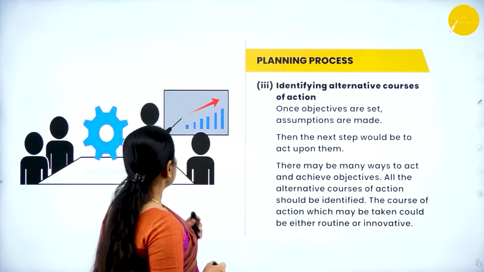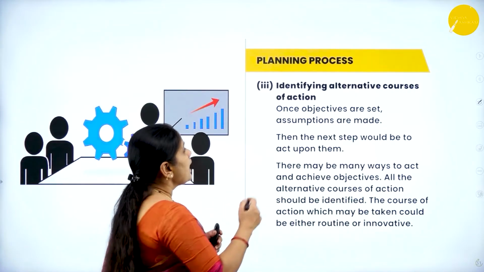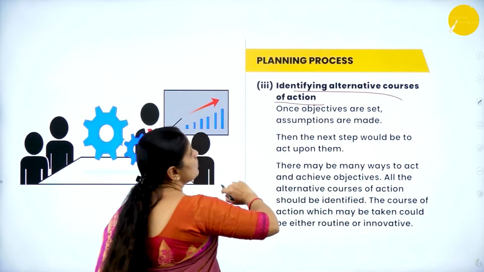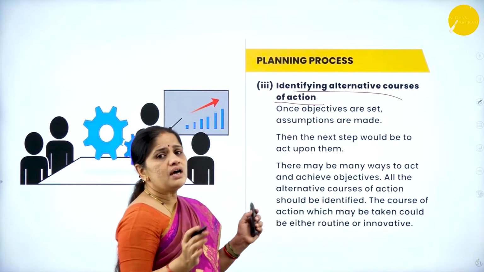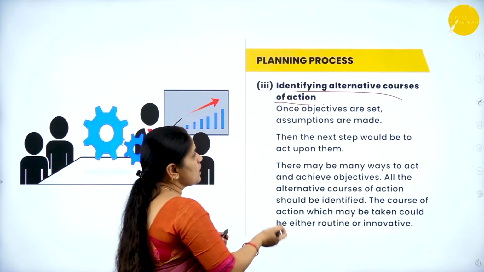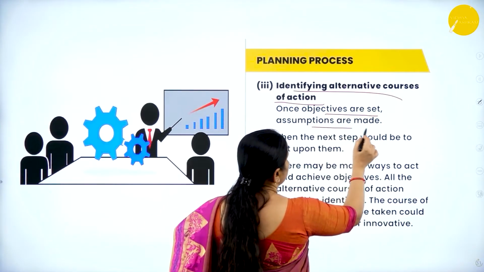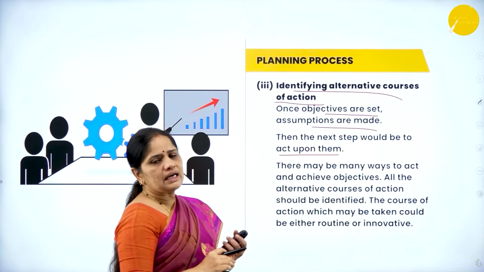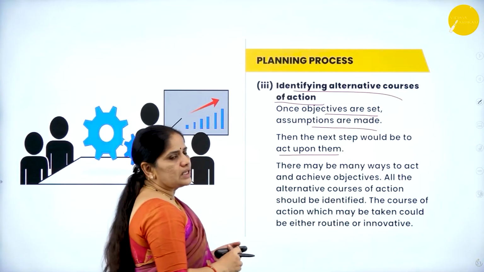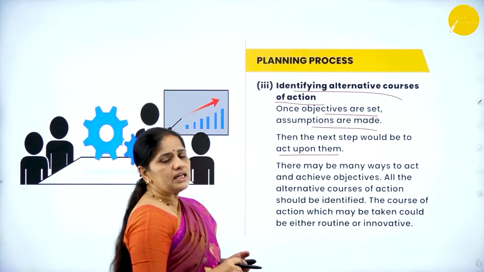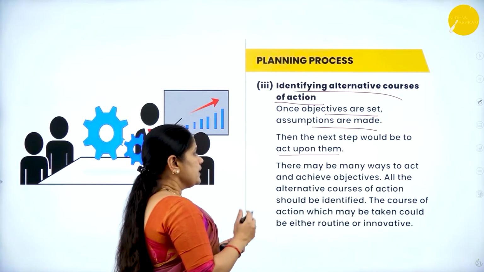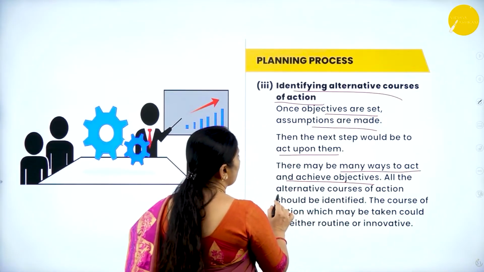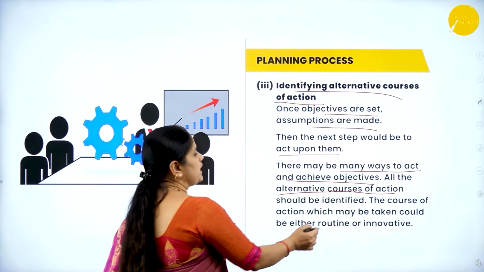Next, the third important step in the planning process is identifying alternative courses of action. We need to know what the various courses of action available to us are. Once objectives are set and assumptions are made, the next step is to act upon them. So we should know clearly what our objectives and assumptions are, and only then can we act on them. There may be many ways to act and achieve the objectives, and all the alternative courses of action should be identified.